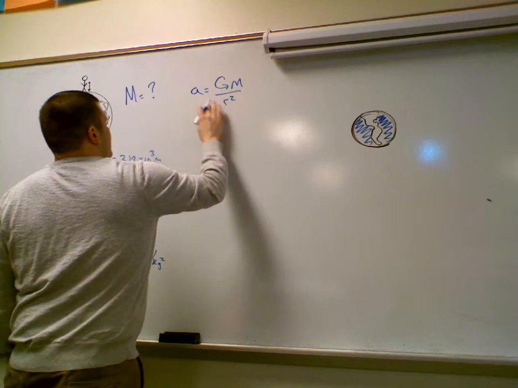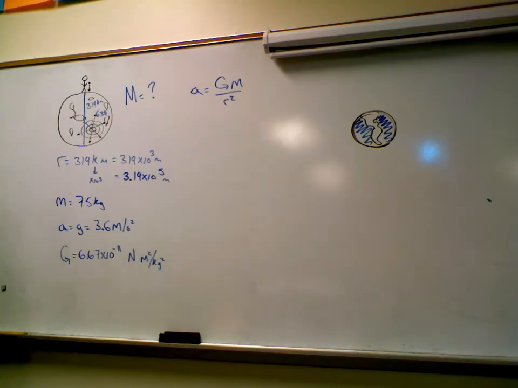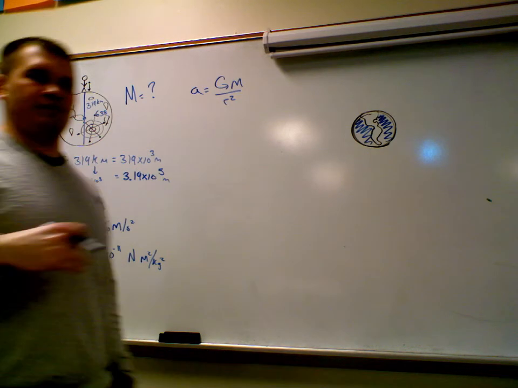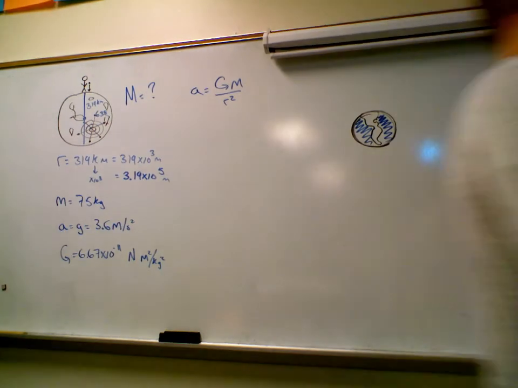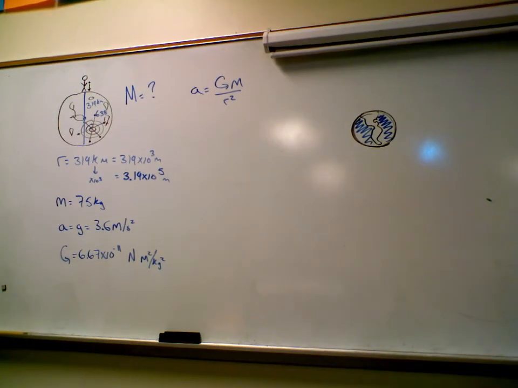Now the M in equation 6, which M is that? Is it little m or is it big M? Big M. Okay, good. We learned last week that that is big M, not little m. If you plugged in 75 for M right there, then you are doing this incorrectly. You're finding the acceleration of gravity on the surface of the astronaut, not the planet.